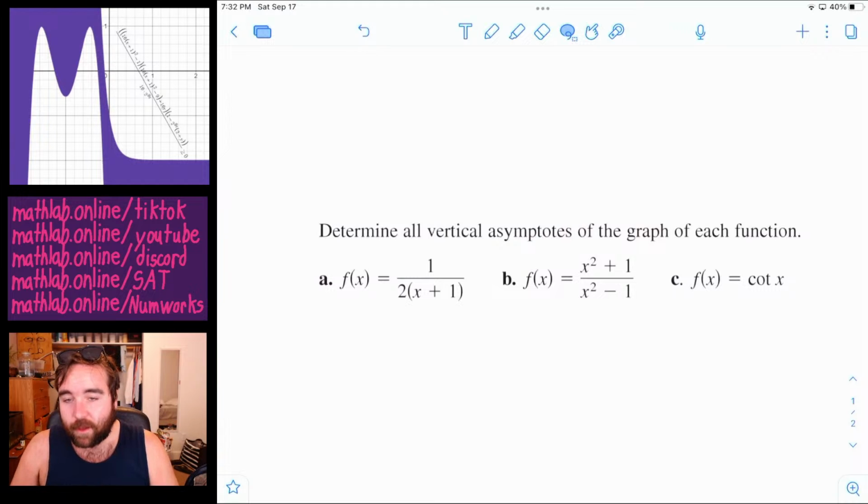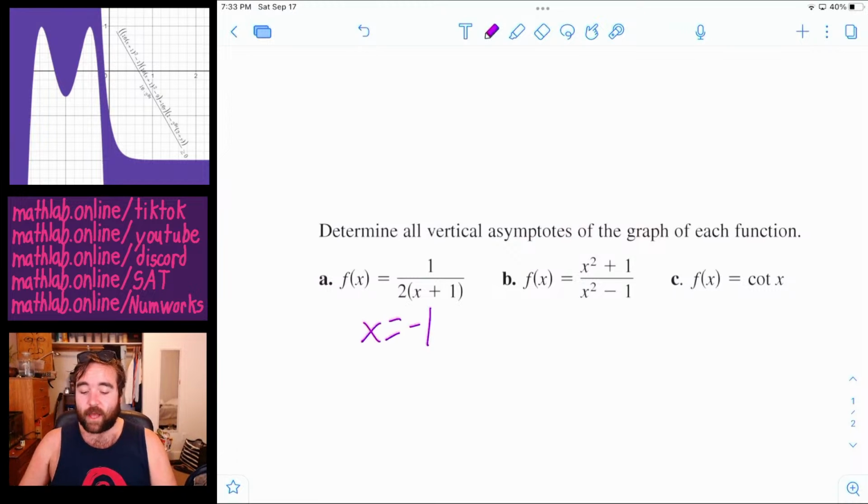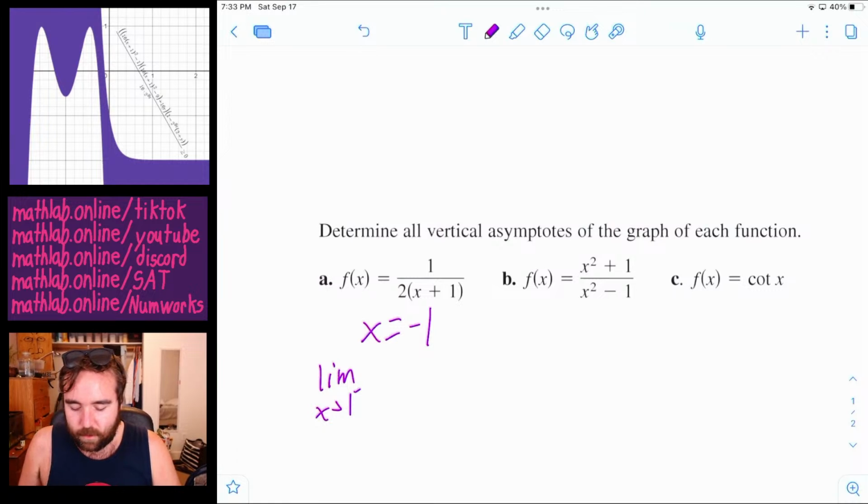So determine the vertical asymptote of A. Well, what are vertical asymptotes? When the denominator is equal to 0, because that's when it's undefined. So here there's a vertical asymptote at x equals negative 1. And we could say that because we can see the limit as x approaches negative 1 from the left side. Is that positive or negative infinity?